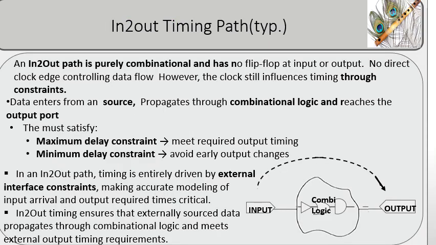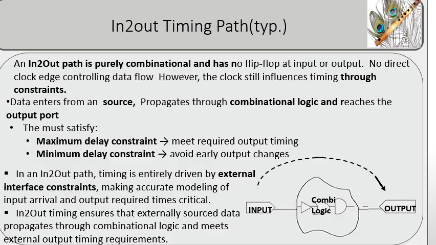The image illustrates the in-to-out timing path of a sequential digital design. Data enters from an external source, propagates through combinational logic, and reaches the output. No flip-flops are present in this path, making it a purely combinational timing path. Although no registers exist, clock-related system constraints still influence the timing requirements. The path performance depends on logic delay, routing delay, and external loading conditions.